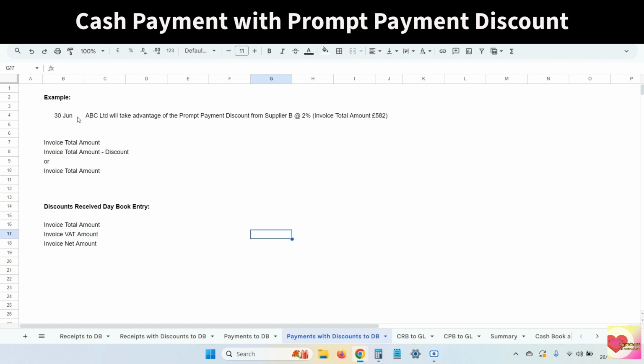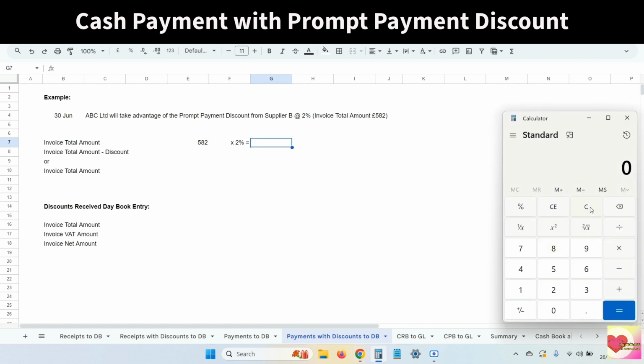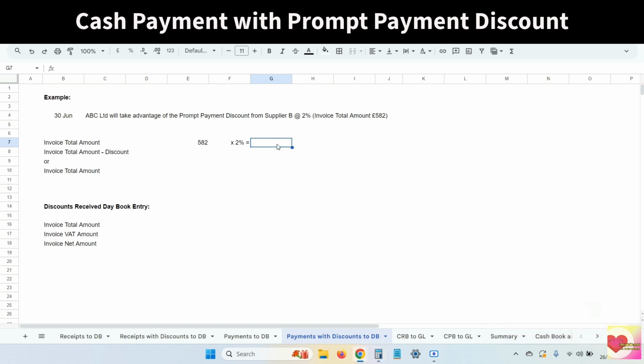On the 30th of June, ABC Limited would take advantage of the prompt payment discount from Supplier B at 2%. The invoice total amount is $582. So let's calculate how much we should pay to Supplier B from the total or the gross amount. From 582, we will multiply it by 2%. So 582 times 2% or 0.02, and we got 11.64. So this is our total discount.